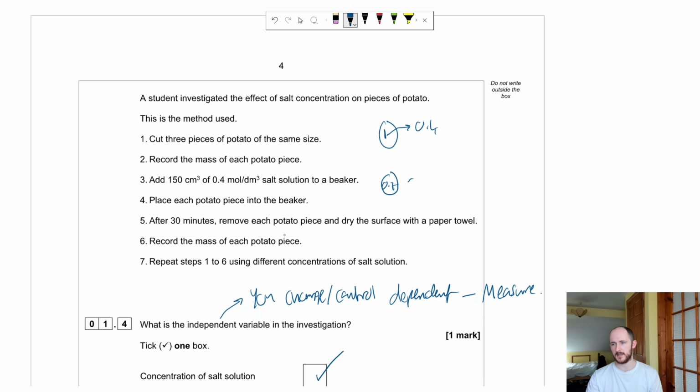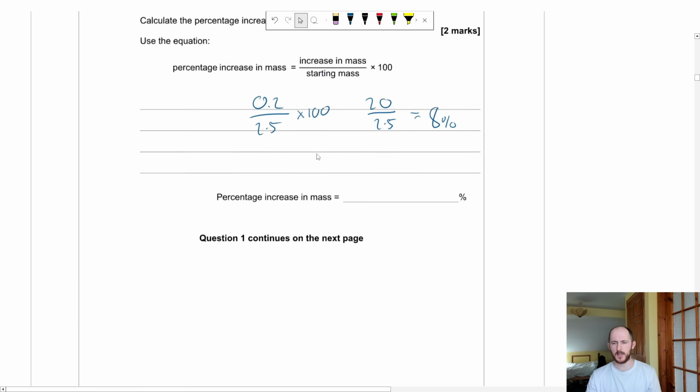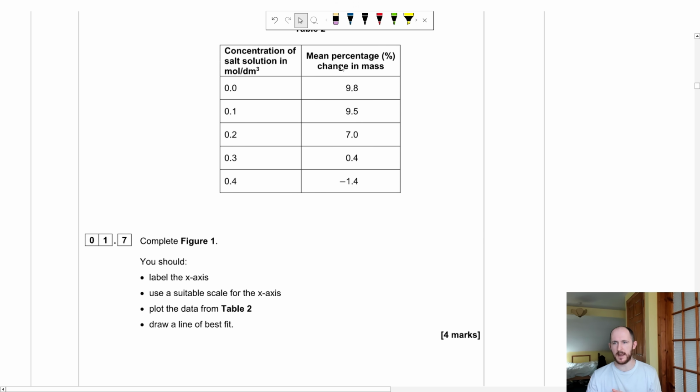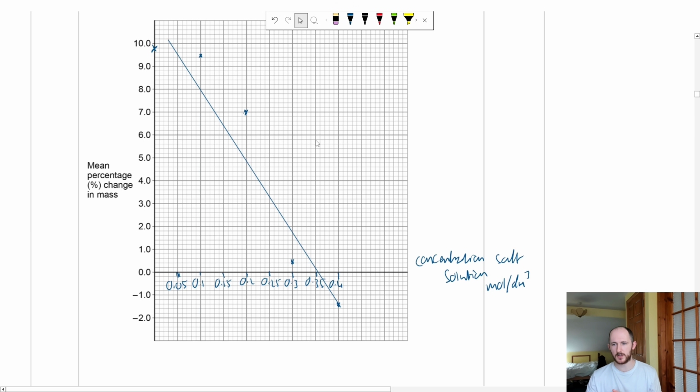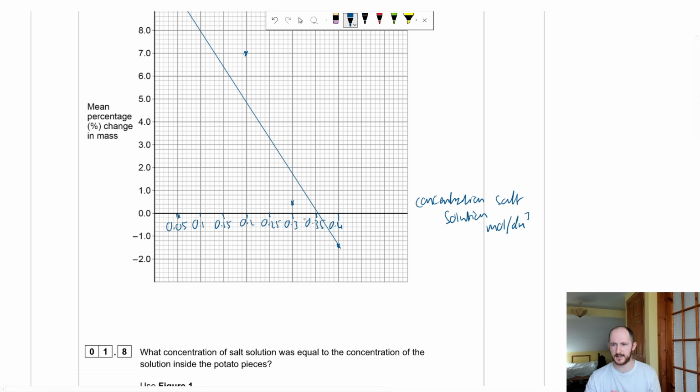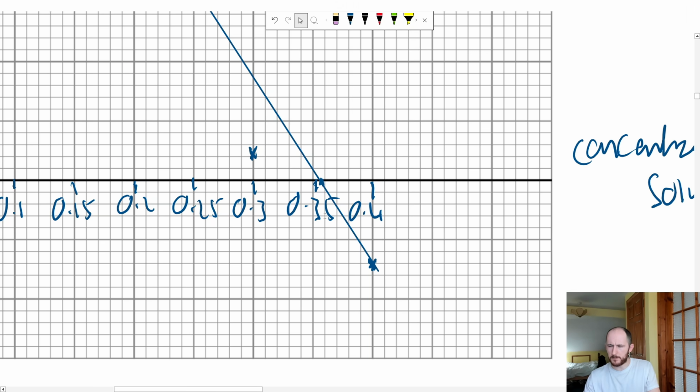and 0.7. So, how can we tell when there is no difference? That will be when the change in mass is 0, because there is an equal amount inside and outside of the potato. That means there's no need for osmosis to happen. Osmosis won't happen, which means the mass will stay exactly the same, assuming you've dried it off properly. So what we need to do is look for when the mean percentage change is 0. So when's that? It's when it crosses the x-axis, which looks to be about here. So if I zoom in, it goes up in 0.01, so I'm going to say 0.36.